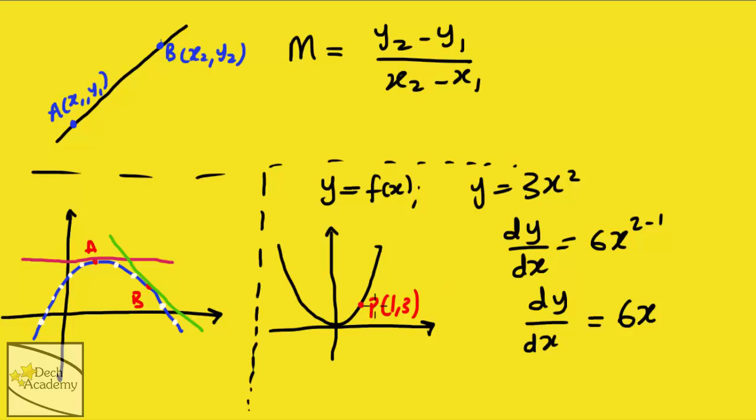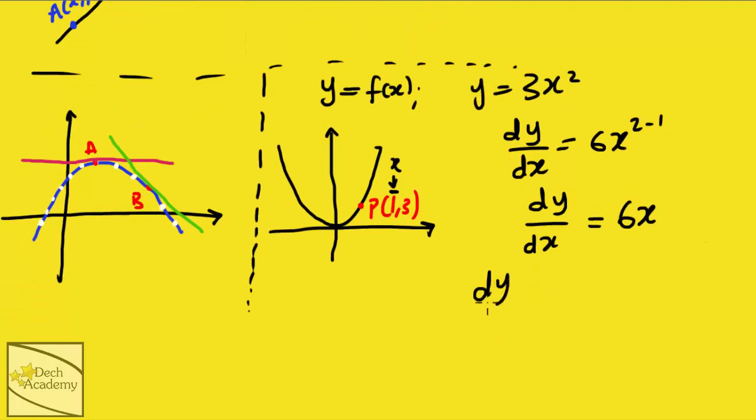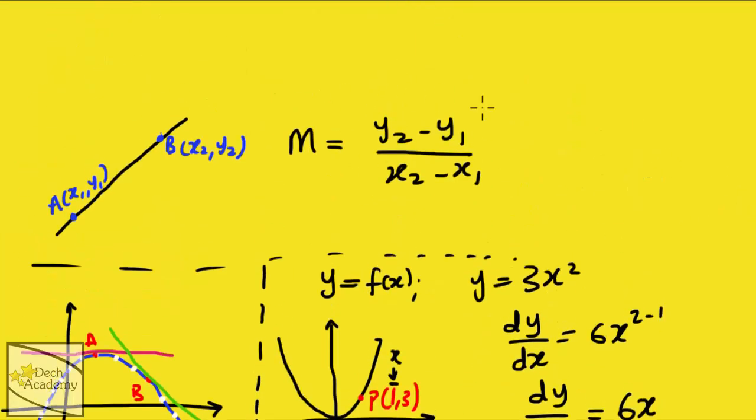So for instance, for this point P, if you want to determine the gradient at point P, all you have to do is note that the x coordinate is 1. So to determine the gradient at point P, all you need to do is find dy/dx when x is 1, because on this curve of y equals 3x squared, point P is the point where x is 1. So the gradient at point P is 6 times the x coordinate at point P, which is 6 times 1. So gradient is 6. What you just realized now is I determined the gradient at point P, and I did not draw a tangent, and I did not use this formula to determine the gradient of the tangent line. That's the key thing.